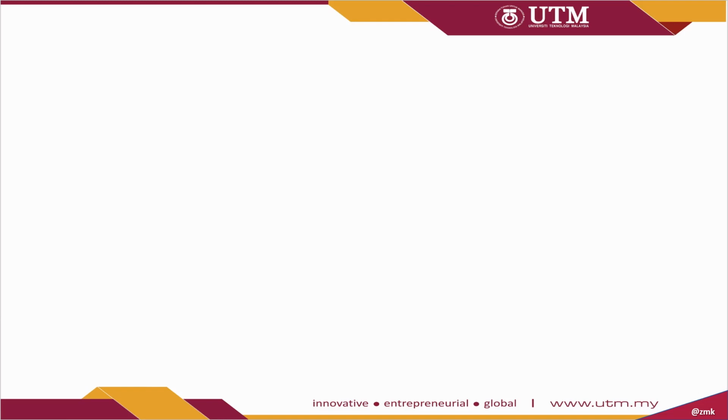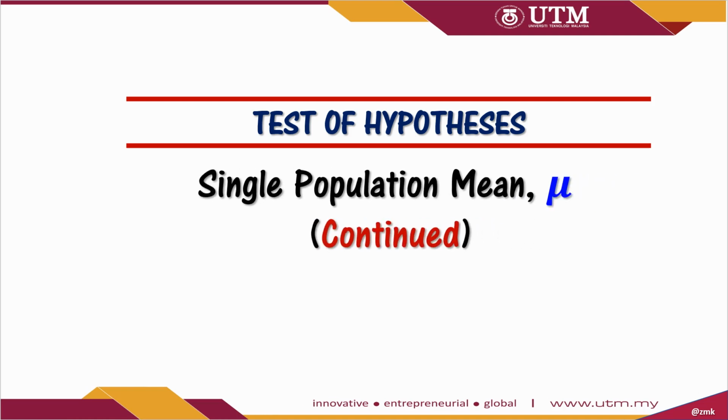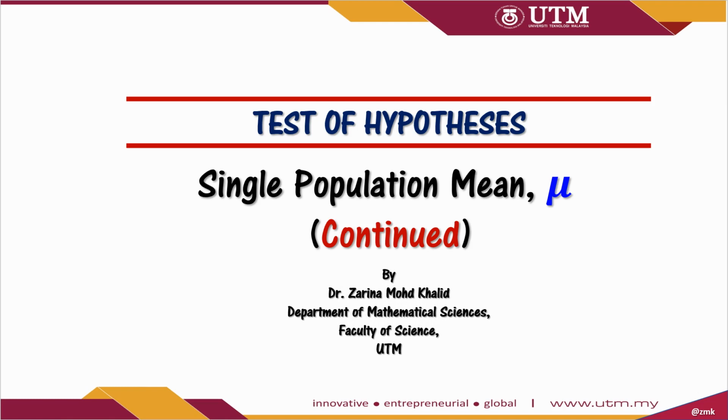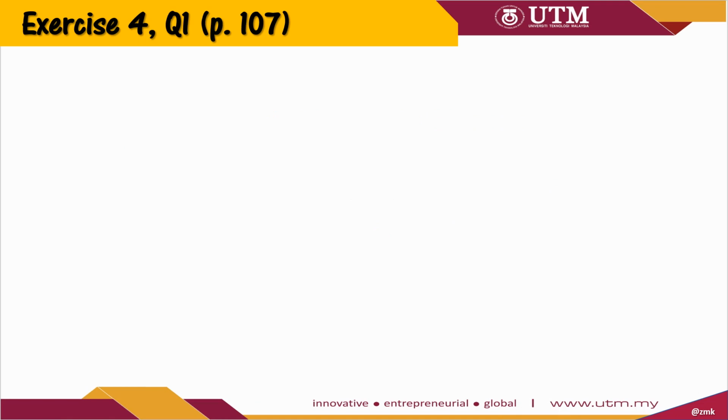In this video, I will continue with a number of examples on testing a single population mean mu, which is the first parameter covered in chapter 4 on test of hypothesis. Let's look at the first example in the next slide. Please refer to exercise 4, question 1 in page 107 from Statistics for Engineers textbook.